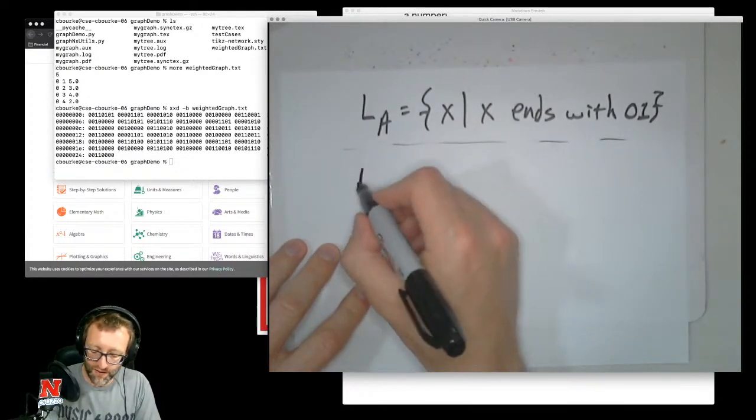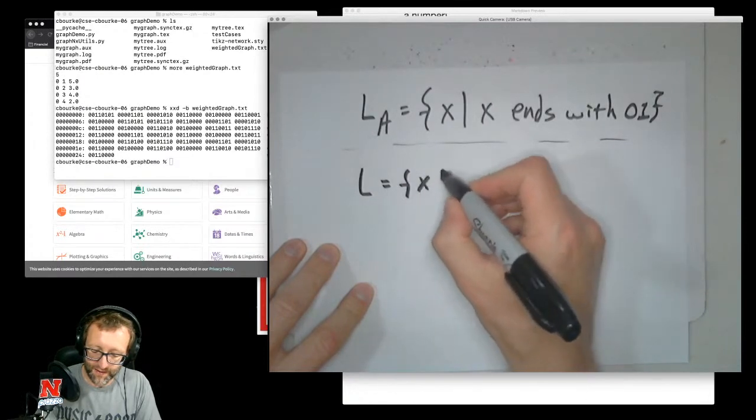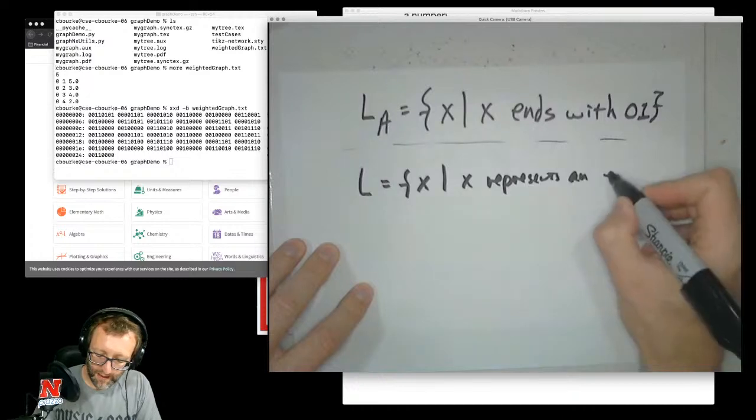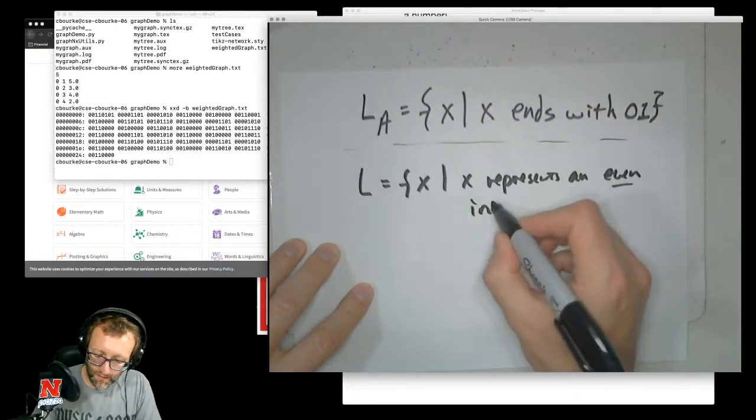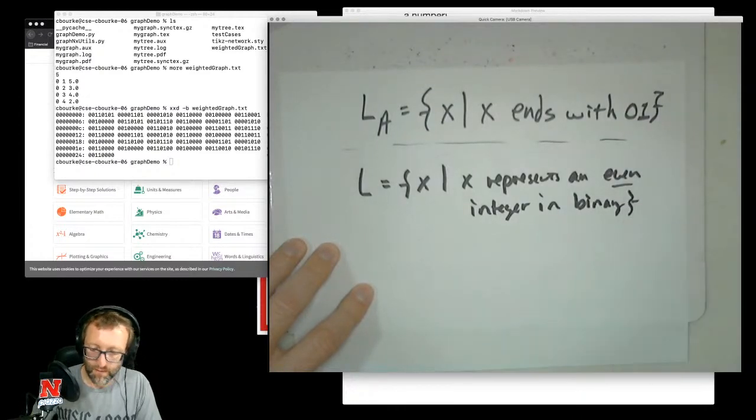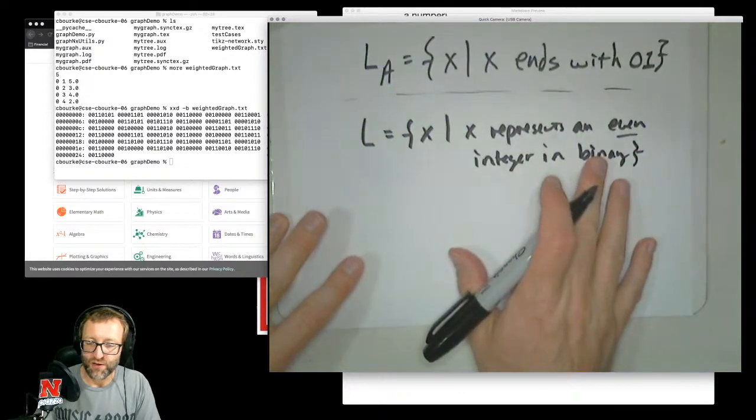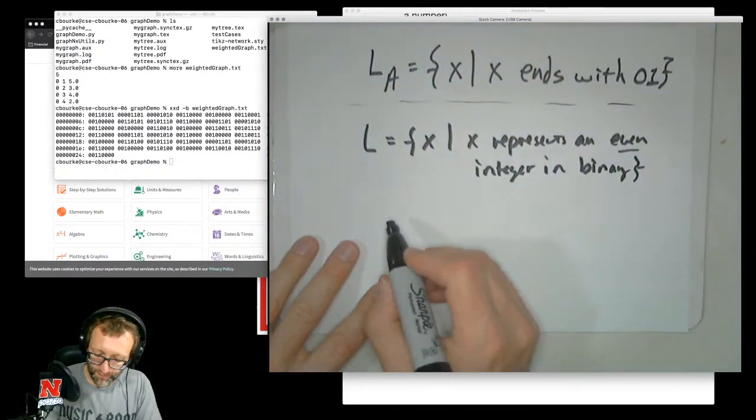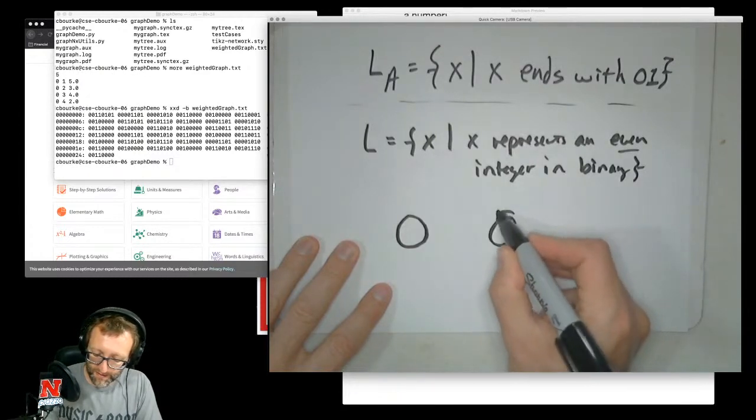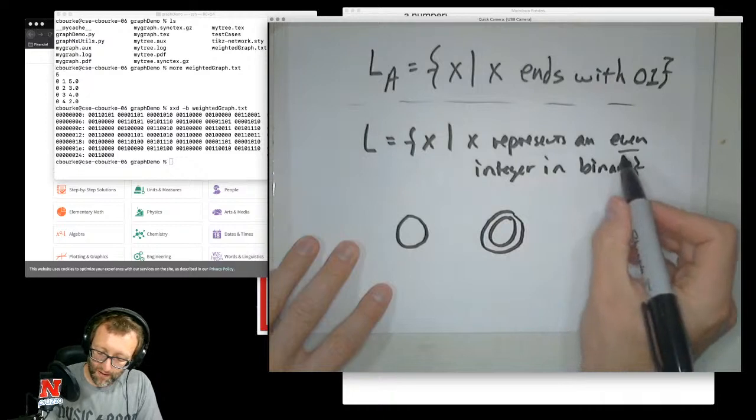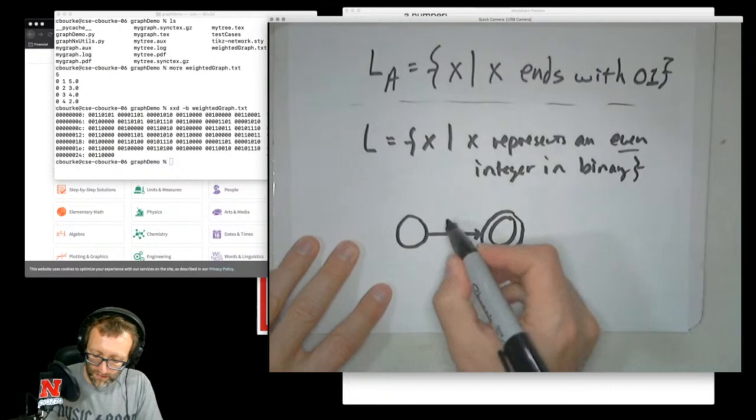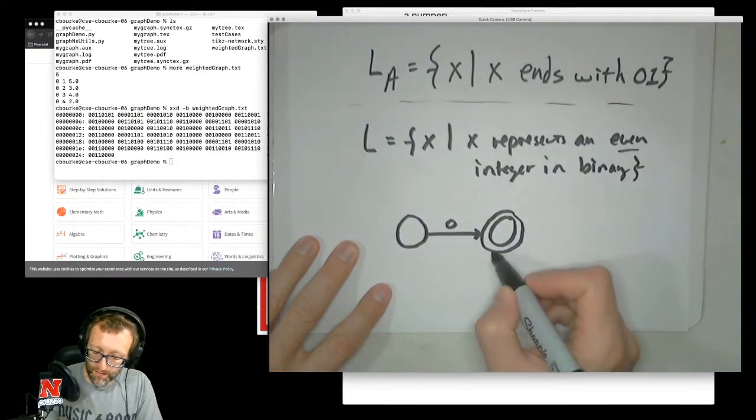Basically, here's another language. I want all x such that x represents an even integer in binary. All right. So we can pretty much do this with just 2 states, I believe. Here is a rejecting state. Here is an accepting state. And it's even if and only if it ends with a 0. So if it ends with a 0, then that's fine.